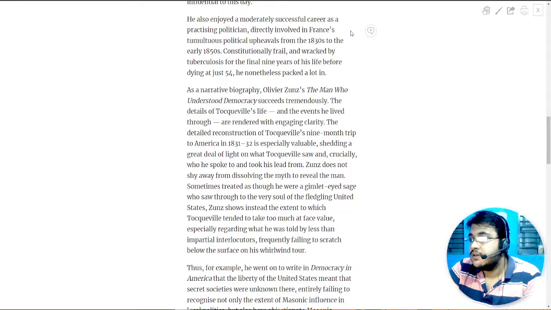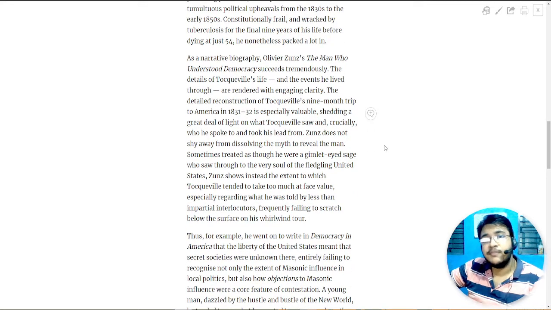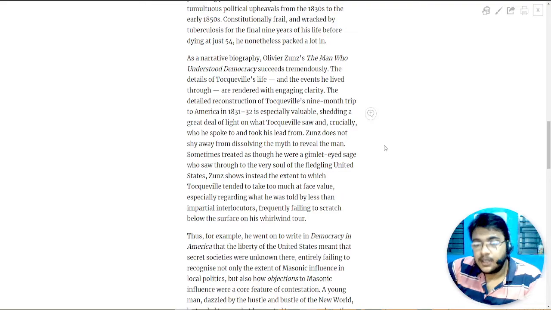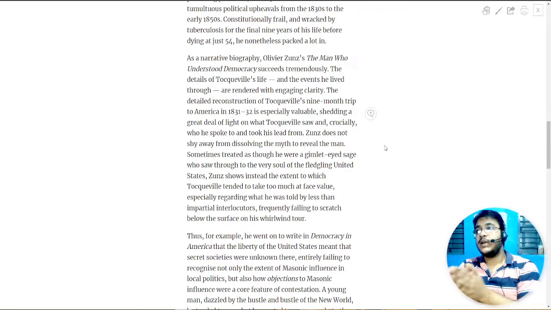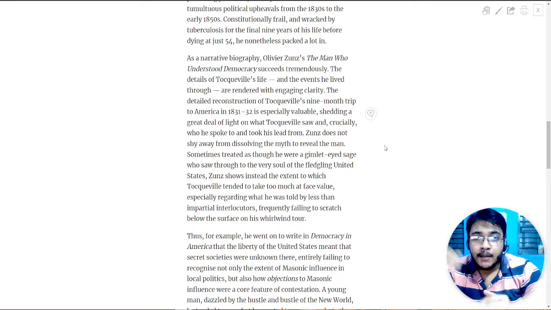Now the narrative biography, Oliver Zunz's. I don't know if I should pronounce it Junz or Zunz. Okay, so we'll probably call it Zunz. Oliver Zunz, The Man Who Understood Democracy, succeeds tremendously. Okay, so now this is a narrative biography. So this book by Oliver Zunz is nothing but a narrative biography. It's talking about the person Tocqueville, right?